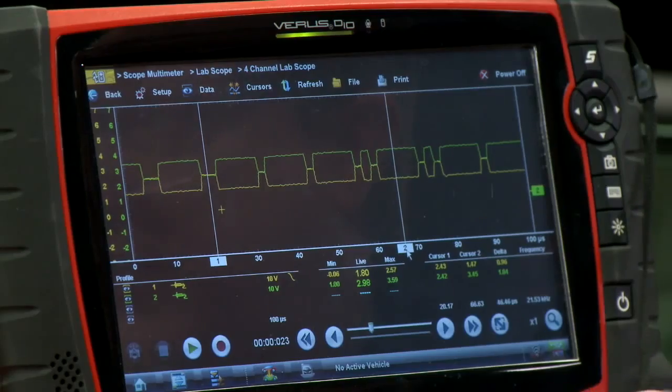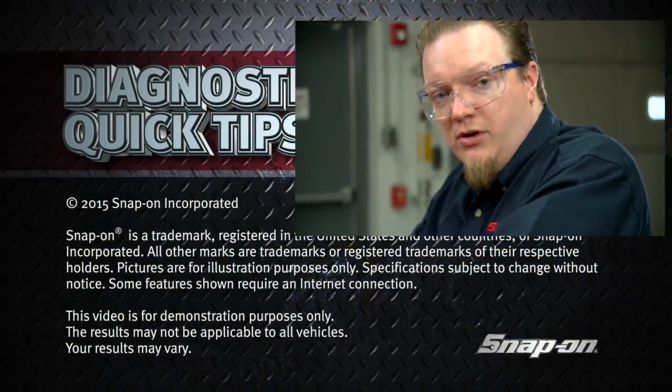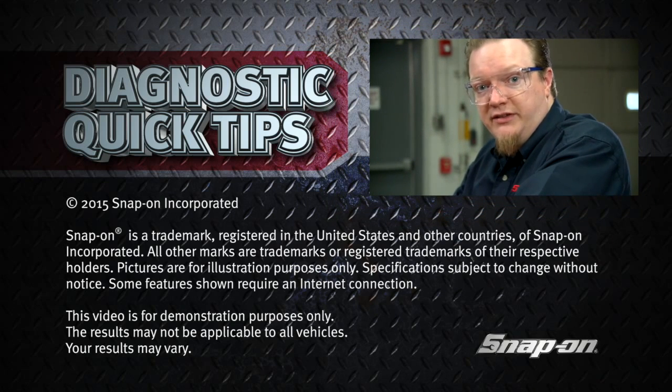So as you can see, this is a pretty easy way, pretty standard hookups. Just hook right up and that'll help you diagnose any communication issues on these CAN vehicles.